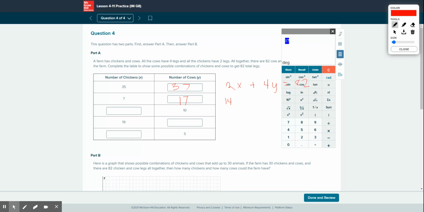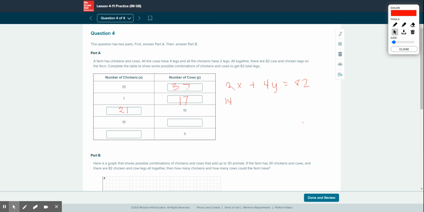Hopefully at this point there might be some kind of a constant or pattern, but I don't see any pattern here. So we're just going to continue like what we're doing. 10 cows, that's 40 legs. 82 minus 40. But this time, we're going to divide that by 2, because that's the number of chickens. So we have 21 chickens in there. Continue that out and you can get that one finished up.